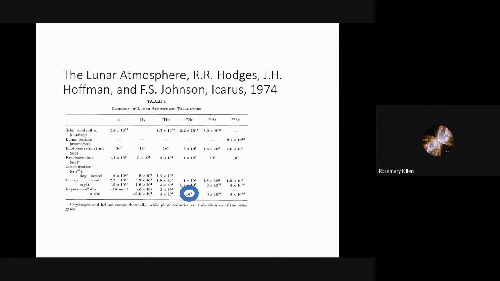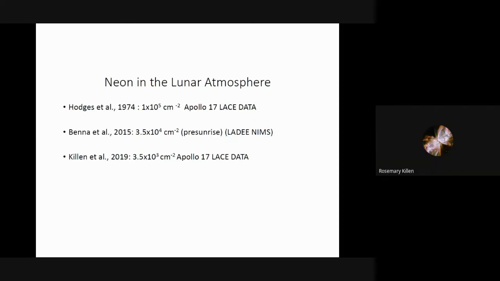Okay, I was talking about this, so I must have been ahead. For the lunar atmosphere that was published by Hodges, Hoffman, and Johnson, I was just pointing out that for neon 20, they got 10 to the 5th per square centimeter. And so the next slide, you fast forward to LADEE, then I got 3.5 times 10 to the 4 per square centimeter.